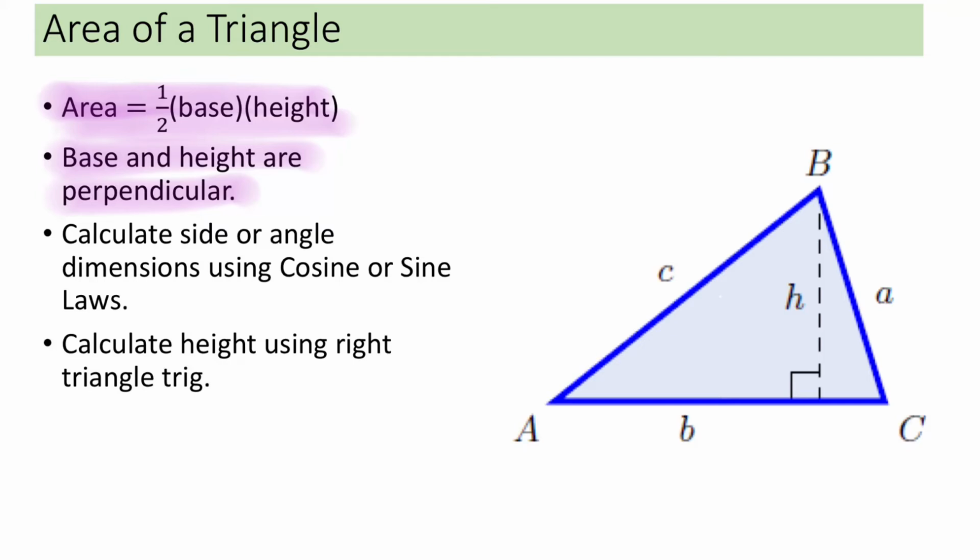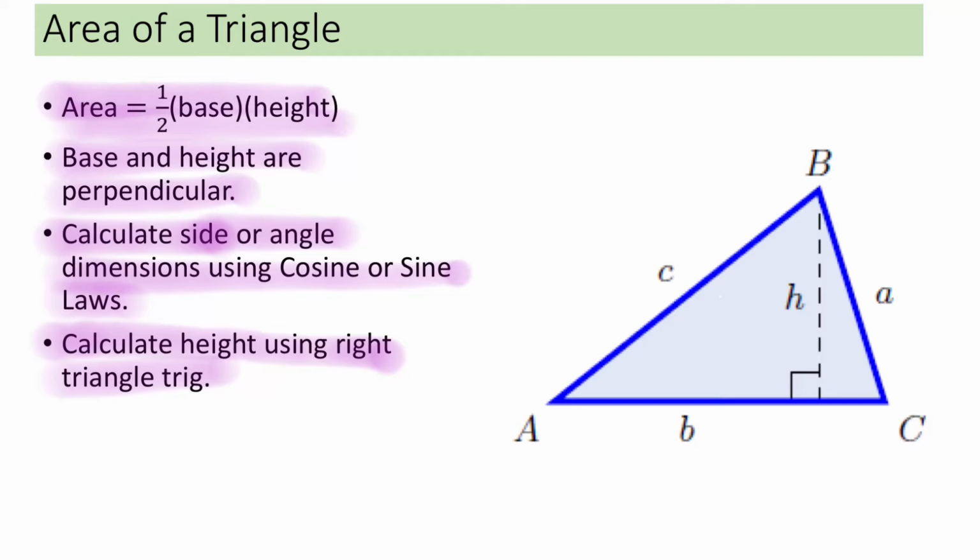Depending on the information that you're given in the problem, you will most likely need to calculate a side or an angle. All right, and we will use the law of cosines or the law of sines as necessary. And we've learned how to do that in the last two sections on the law of sines and the law of cosines. All right, and then we need to calculate the height or the altitude using right triangle trig. And this is the same thing that we did when we developed the law of sines.